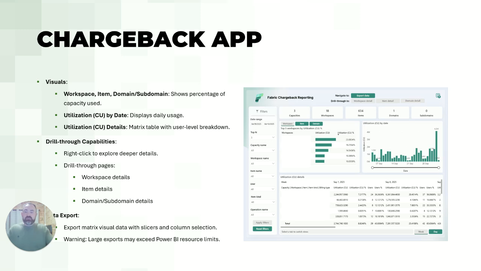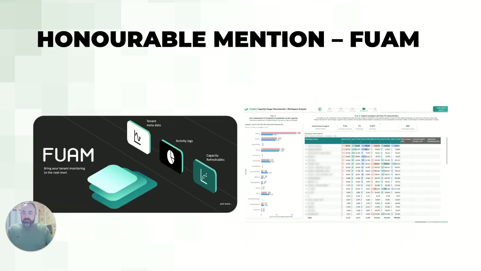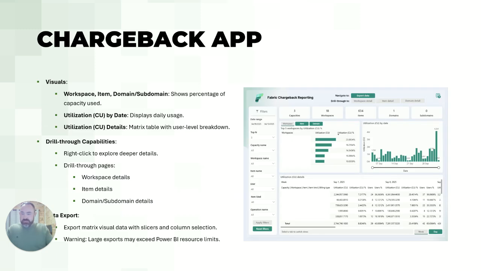So we've got a matrix table where it's got a user level breakdown, and then we can drill through. As with the capacity metrics app, we can drill through, just go back, I skipped too early. We can drill through into the workspace details, item details, and domain and subdomain. And we can also export this data if we need.